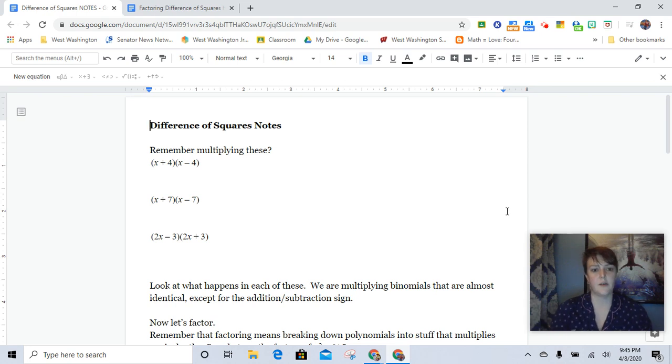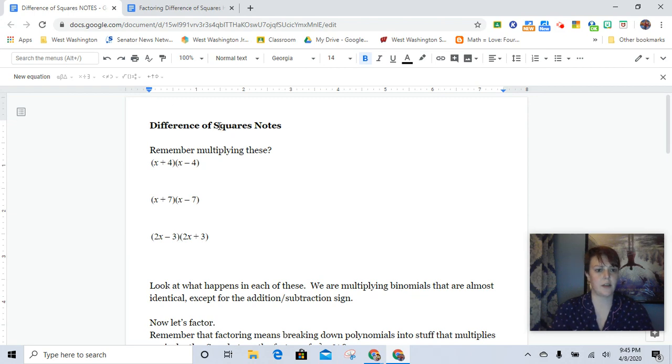Hey, Algebra 1. So yesterday we talked about how to factor a trinomial, and those were fairly straightforward. I feel like a lot of your work reflected some understanding there, so that's good. Today we're going to talk about difference of squares, and these are a little bit different, I guess.